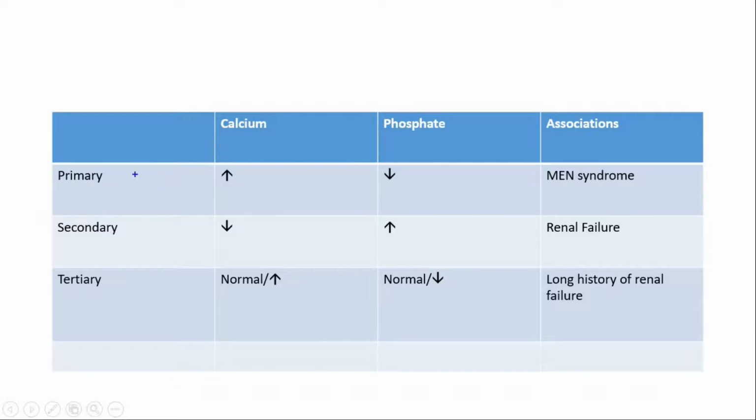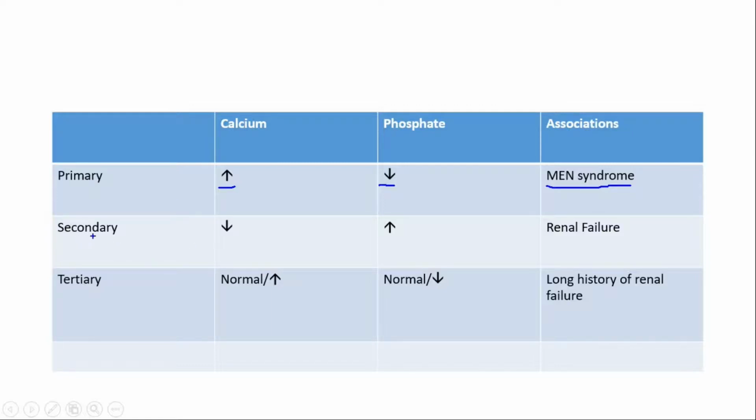First of all, in primary hyperparathyroidism, the calcium level will increase and the phosphate level will decrease. In the question there might be a few symptoms suggesting MEN syndrome, or a few non-specific symptoms such as bone weakness, muscle aches, joint pain, or abdominal pain. The common mnemonic for primary hyperparathyroidism is stones, bones, abdominal groans, psychic moans. So these may be present in the question.